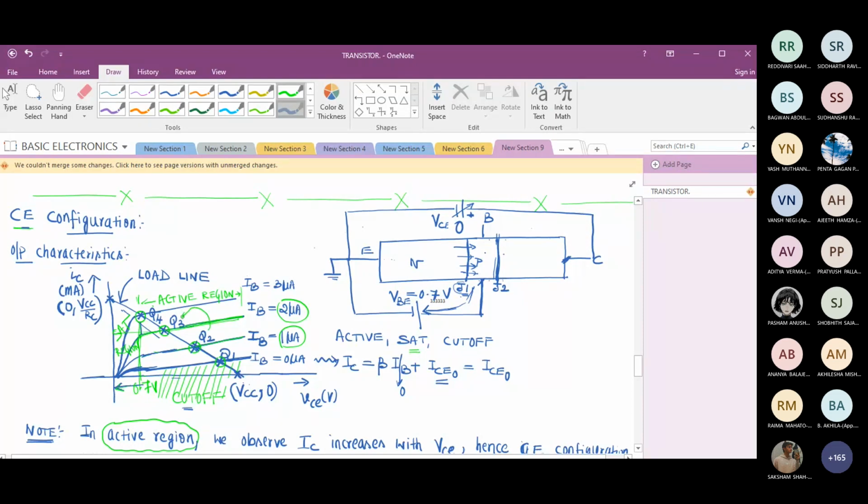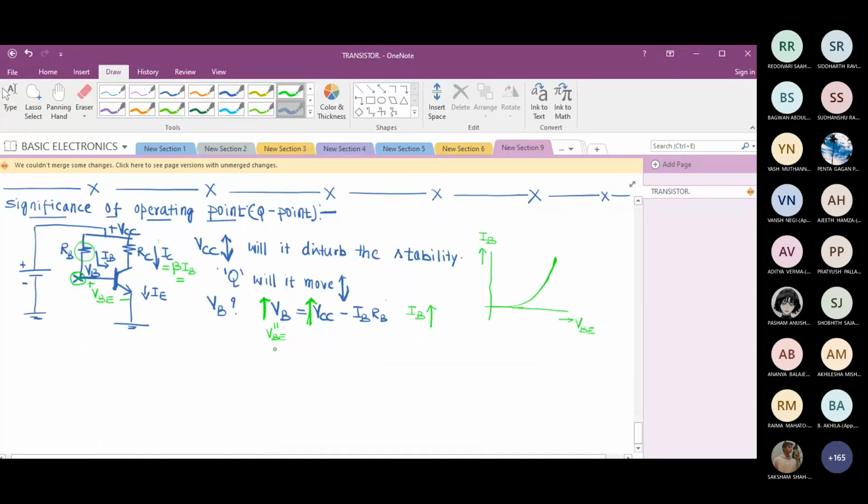I hope now you are getting how the operating point shifts if there is variation in VCC. Getting it? Yes or no? Can I proceed? Yes, sir. Others? Only one fellow is responding. What about others? Have you followed this? Yes, sir. Okay.